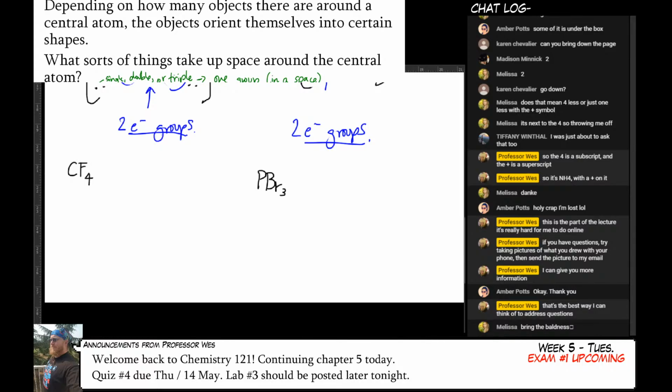I'm going to show you just the answer here for these structures. And if you need me to, I can walk you through it. So post in the chat if you want to see how I got this answer. And we'll do the 5-step plan if you need to. All right, so there's CF4. And then PBr3 would look like this. And again, if you want to see these steps, let me know in the chat.